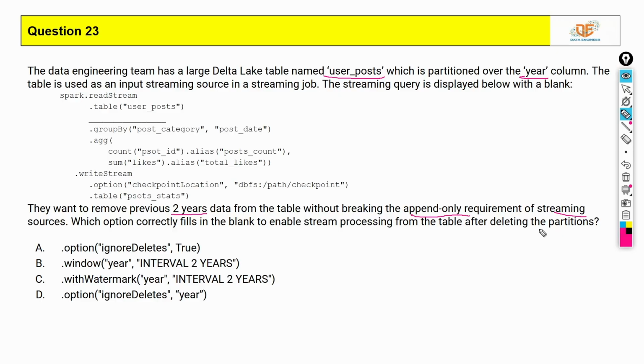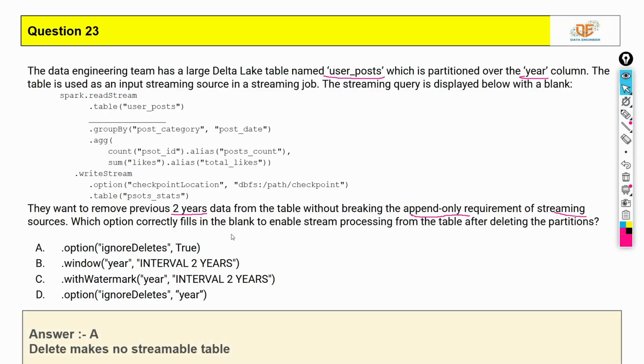In a streaming table, if we delete anything from the table, then the table will not be streamable. To keep that table streamable, we have to use the option ignoreDeletes equal to true. That basically says that whatever data we have deleted, just ignore it and consider we have not deleted anything from the table. Then in that scenario, we can use it as a streaming table. That's why the option is going to be A.